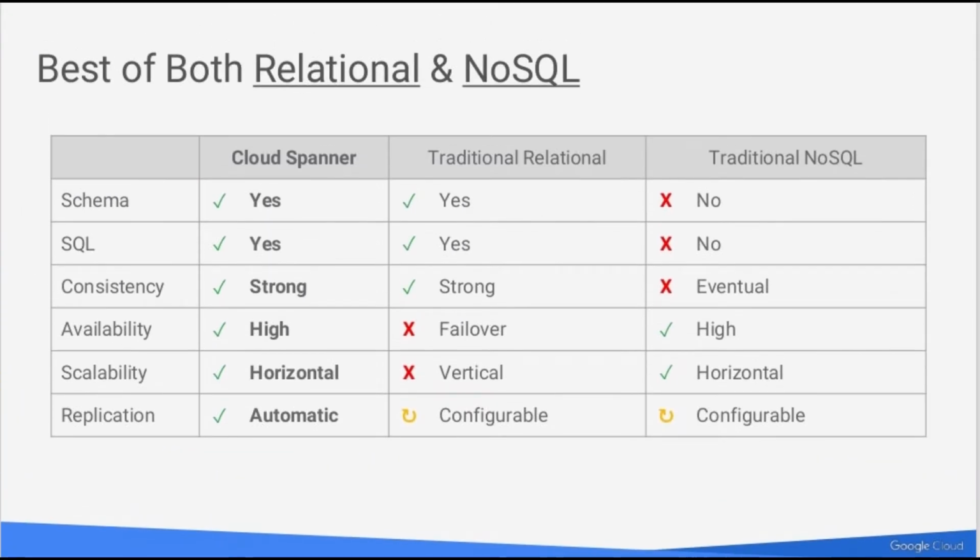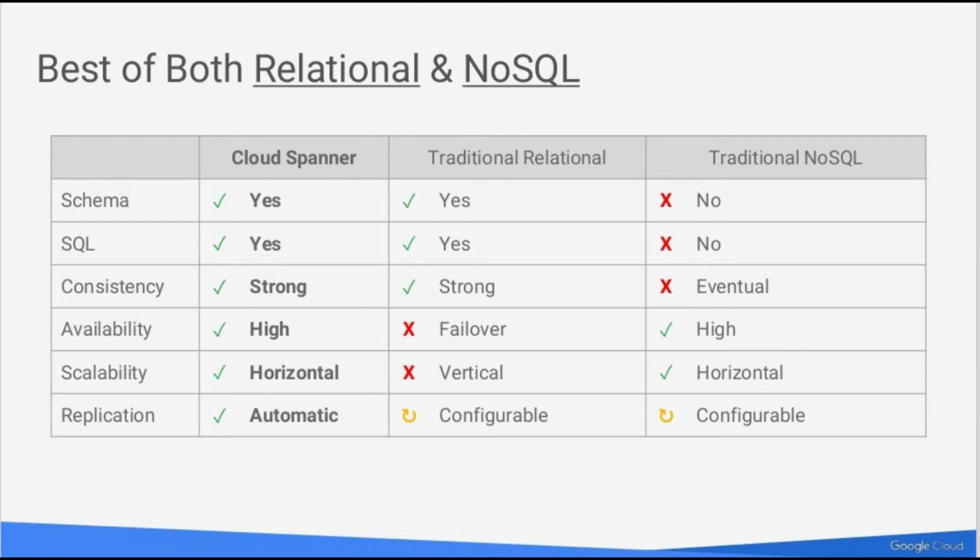Now let's compare Cloud Spanner, or NewSQL, with traditional relational databases and NoSQL databases. There is a schema present in Cloud Spanner and in traditional relational databases, but in NoSQL there is no schema; there are documents, right? SQL queries can be written in Cloud Spanner and in an RDBMS, but not in NoSQL. Similarly, consistency is strong in Cloud Spanner and in an RDBMS, but in NoSQL it's eventual.